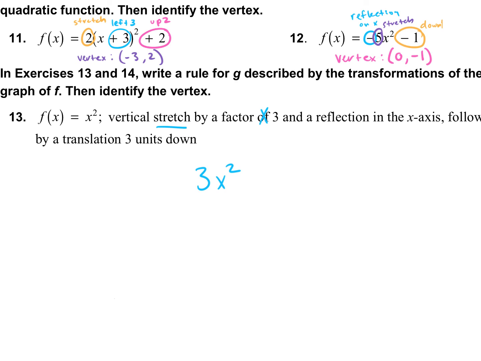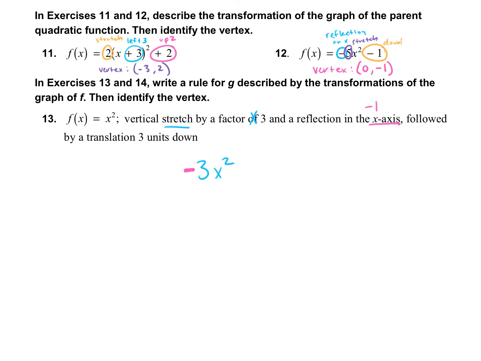How would I show a reflection in the x-axis? Multiply by a negative. And then a translation 3 units down. Minus 3. So when I put this all together, it'd be g of x is equal to -3x squared minus 3.